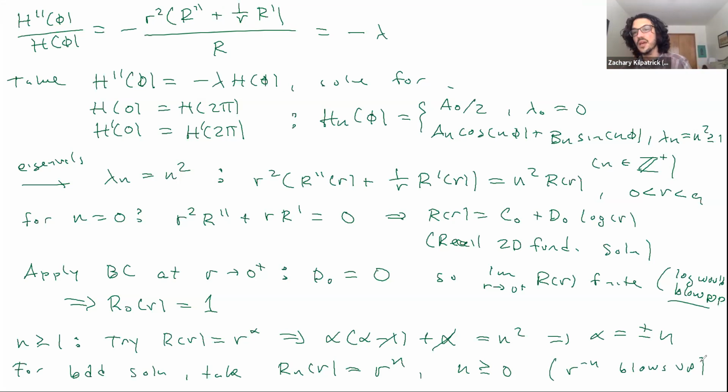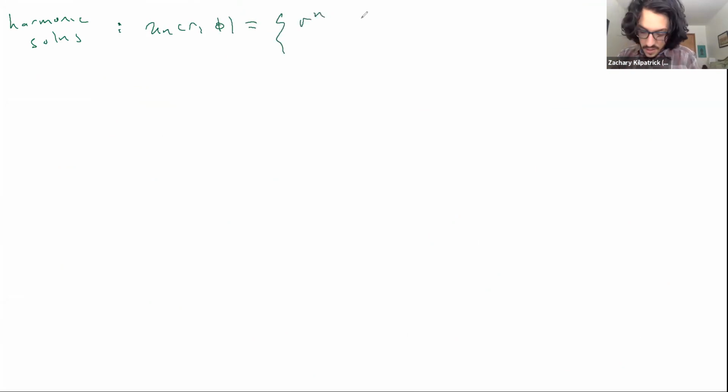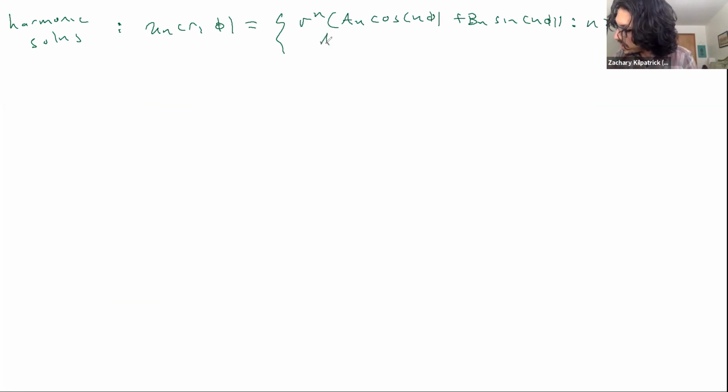I'm pretty close to being able to construct a full solution. I don't think I'm going to finish today though. And so what we have is that our harmonic solutions are going to be un of r and phi. We've built them now. We have r to the n, a n cosine n phi plus b n sine n phi, for n greater than or equal to 1. And then down here, I just have a 0 over 2 for n equals 0.